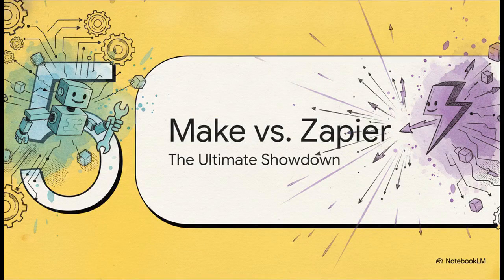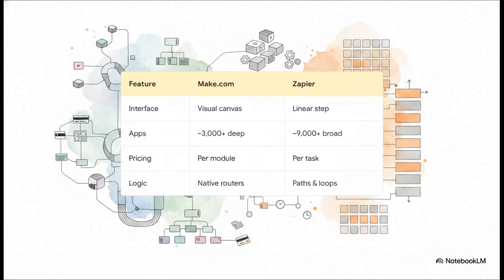Which brings us to Section 5, Make versus Zapier, the ultimate showdown. We've been comparing them this whole time, so let's just put them head to head. Looking at the technical vectors, the differences are night and day. Interface, Make is a visual canvas. Zapier is a linear form.